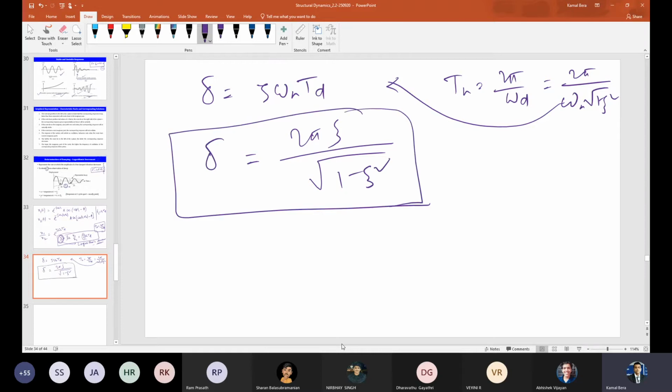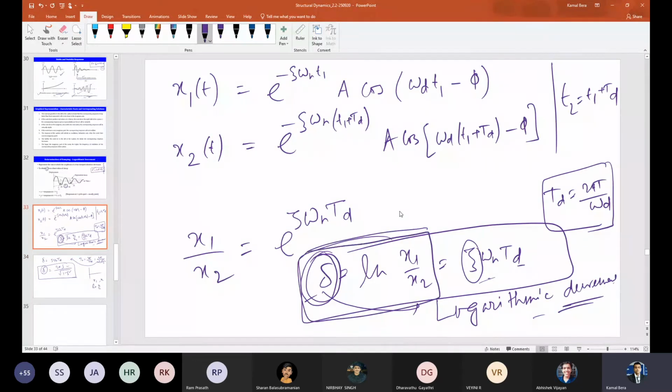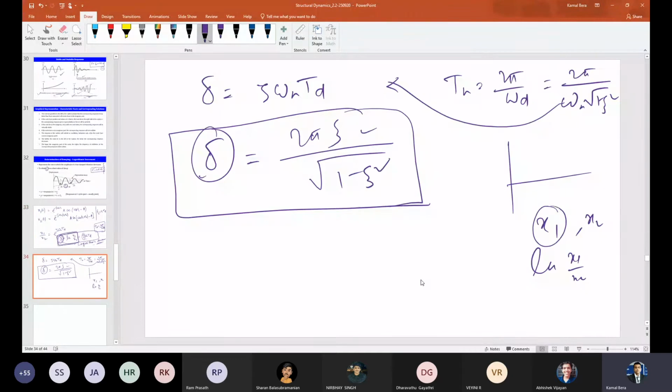So what are the unknowns here? Delta and zeta are the unknowns. If I know delta from the experiment, how will you find out delta from the experiment? Just do the experimentation, find out the two responses x1 and x2, take the natural log of x1 by x2 to get delta, right? Because delta is defined as ln of x1 by x2. So you measure x1 and x2, take ln x1 by x2, that is your delta. From this equation you can obtain zeta.